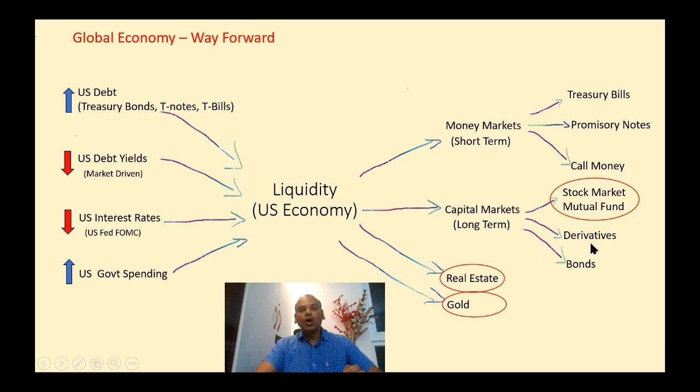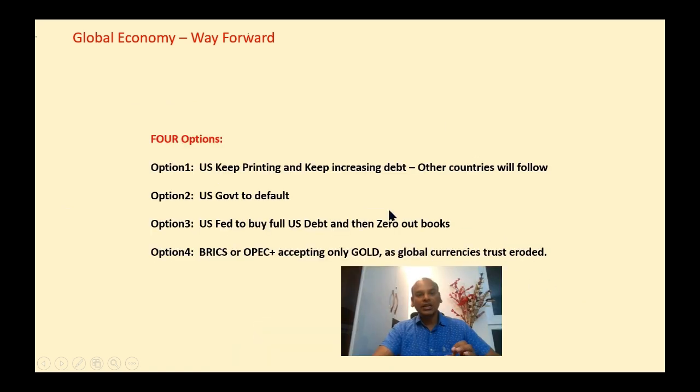Now the bond market is unstable. The bond market is a very big market, bigger than your stock market actually, so the money from this will actually flow out to other places. Let's look at the four options the US has, right?